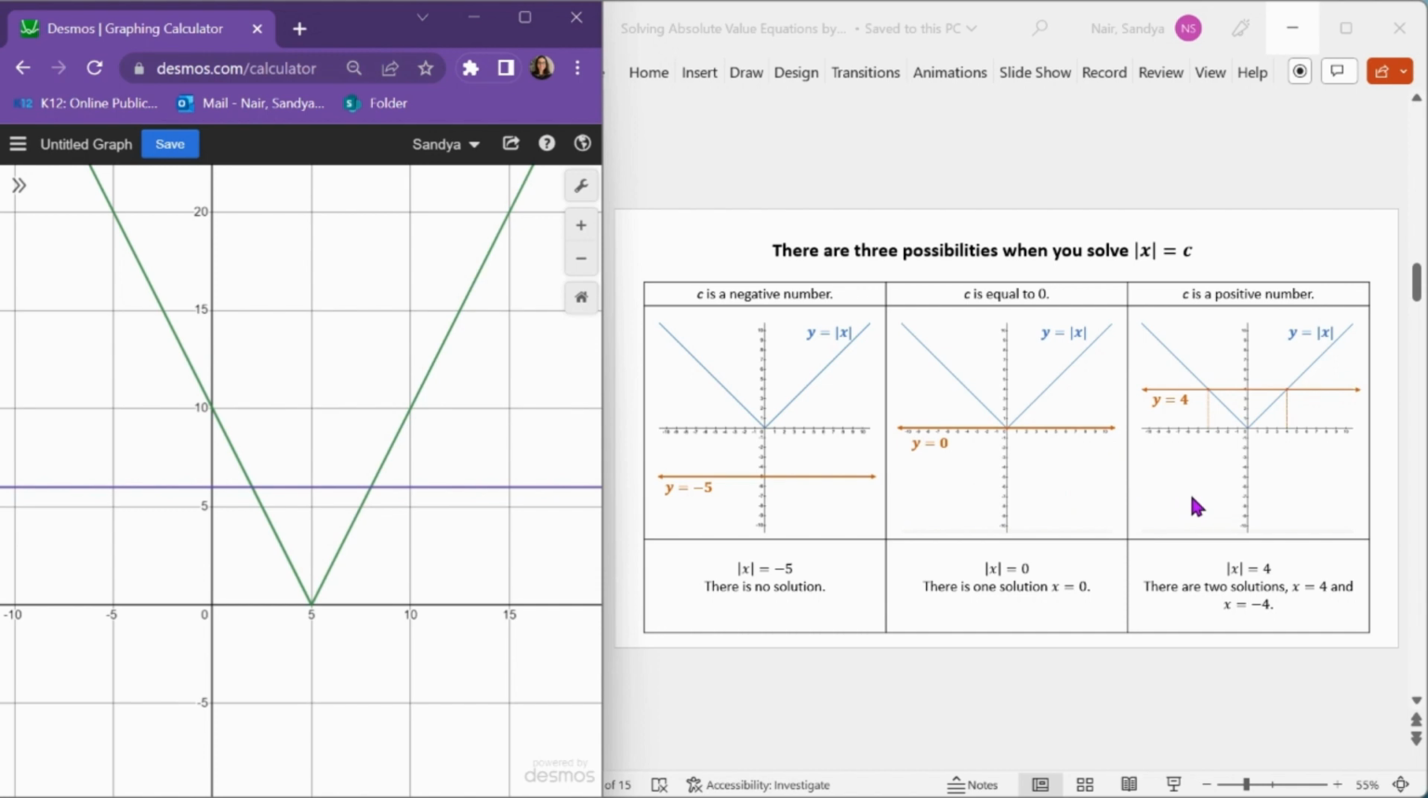And then if c is a positive number, like if we have the absolute value of x equals 4, we know that we'll have two solutions, x equals 4 and x equals negative 4. So if we graph the left side of the function, y equals the absolute value of x, and then the right side of the equation, y equals 4, notice that we have two intersection points. The x coordinates that correspond to those two intersection points will be negative 4 and positive 4. So we have two solutions.